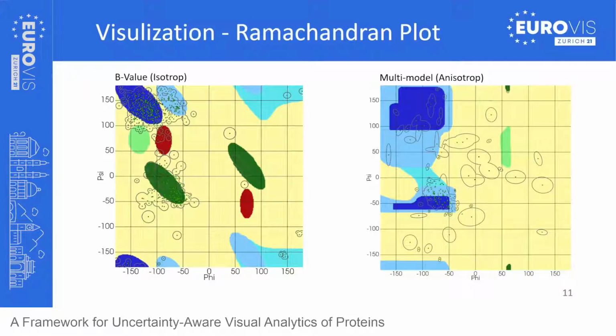In the anisotropic case, the distribution of dihedral angles is reviewed, resulting in mostly non-axis aligned ellipses. In this dataset, it can be seen that the alpha helix region is mostly stable, while all other regions are heavily changing throughout the different models.